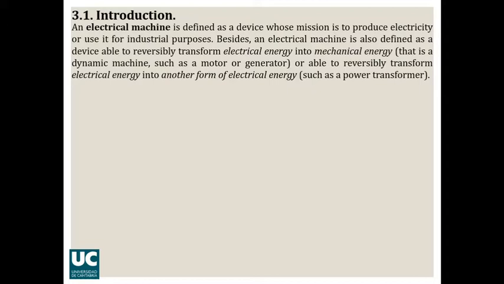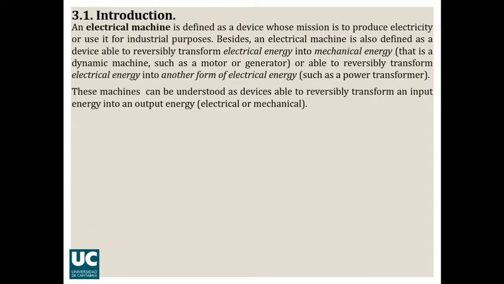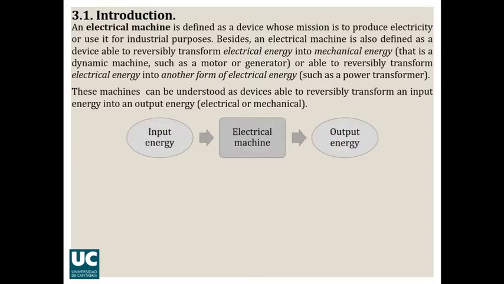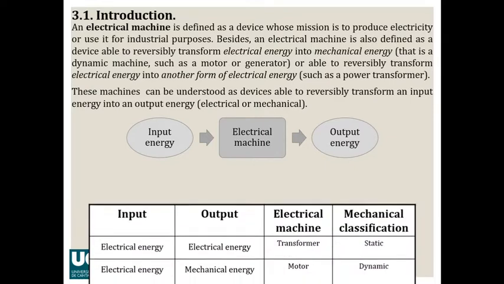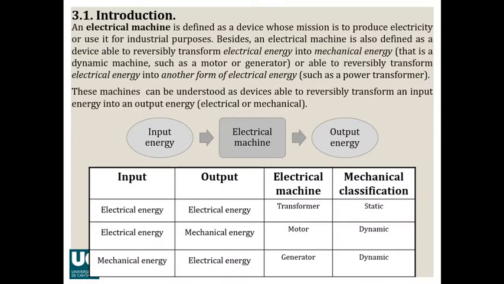So, an electrical machine must be able to transform electrical energy into mechanical energy, or electrical energy into a different form of electrical energy. In all these machines, we are going to have an input energy and an output energy. So we introduce an input energy into the electrical machine and it gives an output energy. Depending on the type of energy that we have in the input and in the output, we can distinguish among different electrical machines.